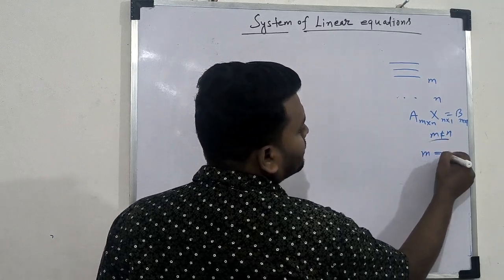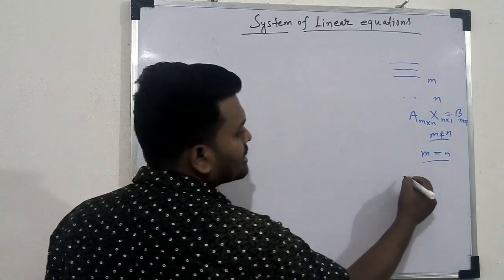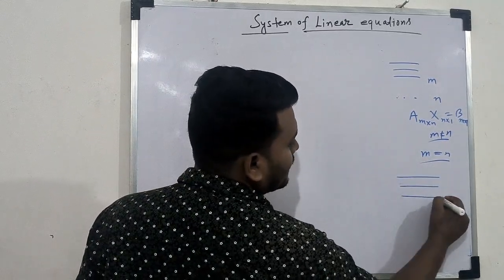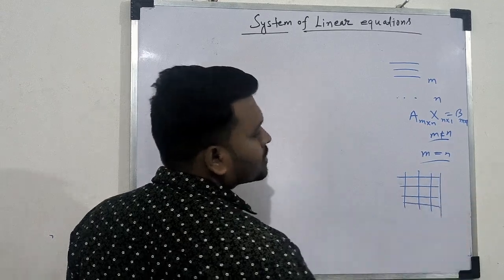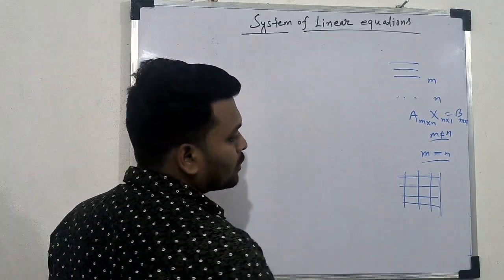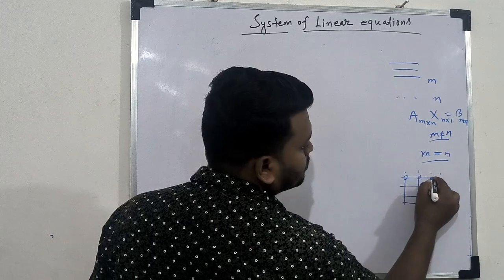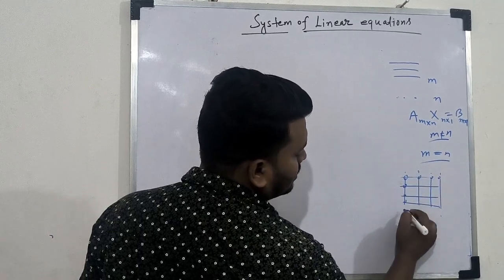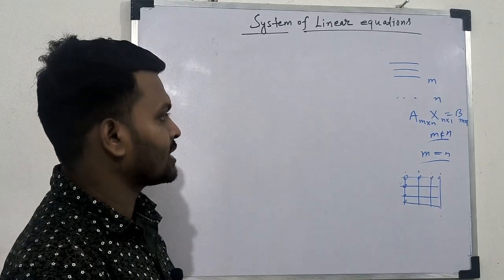When m equals n, the system becomes a square system. Square system means n equations and n unknowns. So we call this a square system: n equations and n unknowns. Then the system becomes a square system.